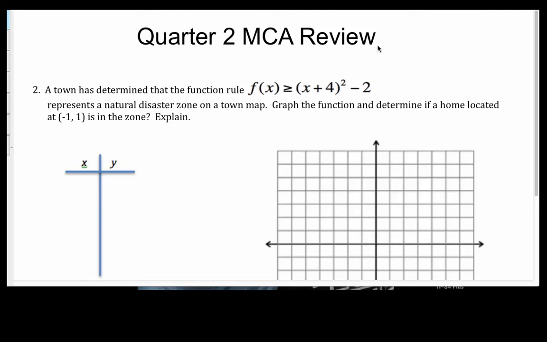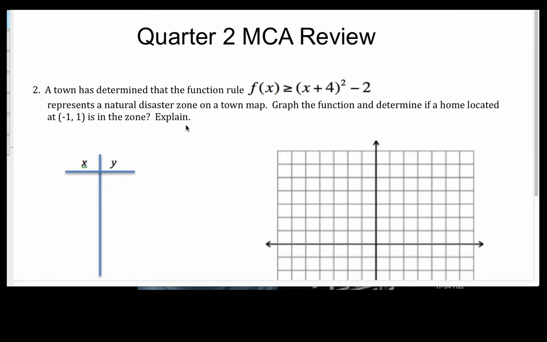All right, so the next question is an application of a quadratic inequality. If we take a look at the directions here, it says that a town has determined that the following rule, which is right here, represents a natural disaster zone of a town map. Graph the function to determine if the home that is located at (-1, 1) is in the zone, and then explain.